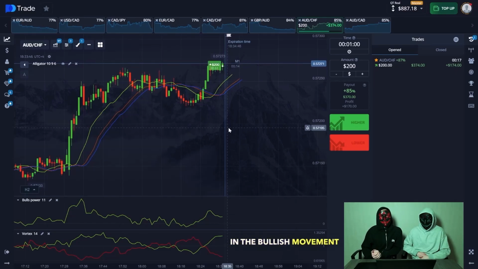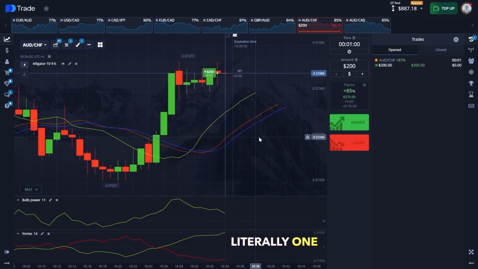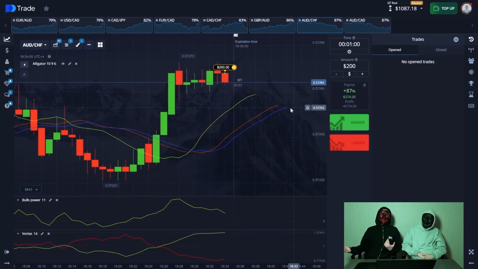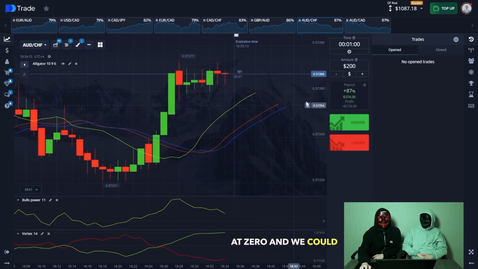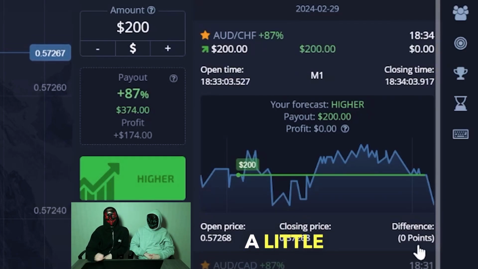In the bullish movement of the market, this is what, friends, can you imagine? Literally 1 or 2 points. And this is very strange, friends. Look, simple 0 points. The deal closes at 0 and we could have earned more than $100 with you, but the quotes fell a little.